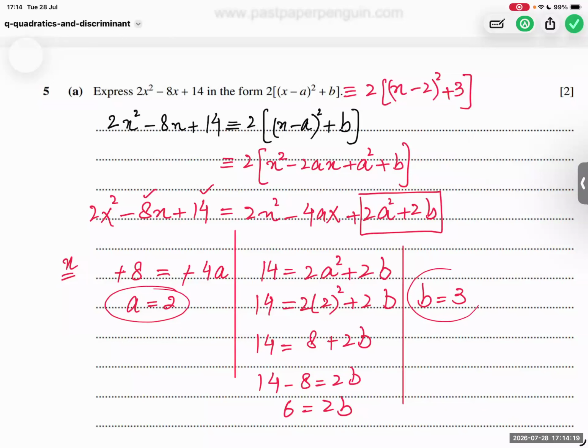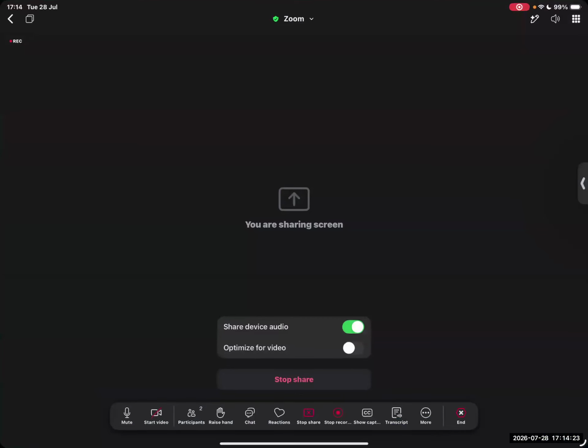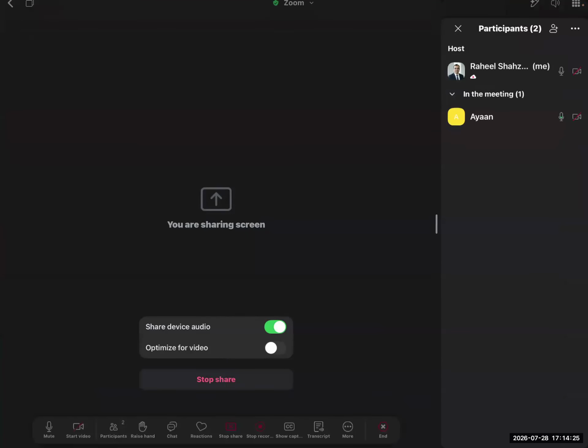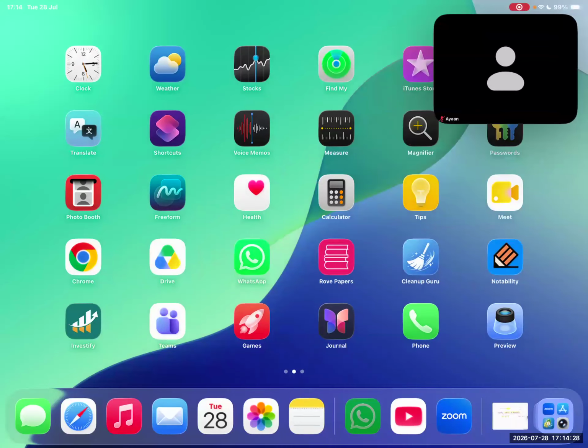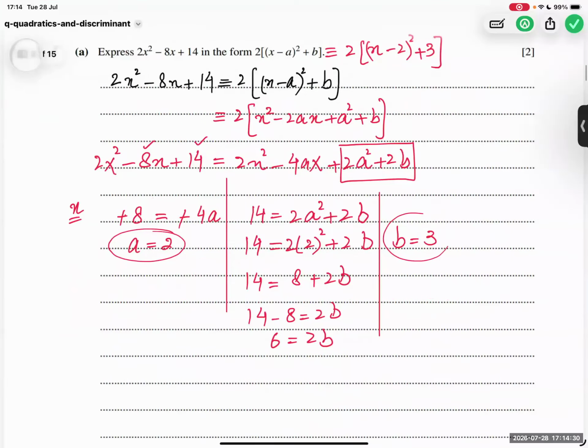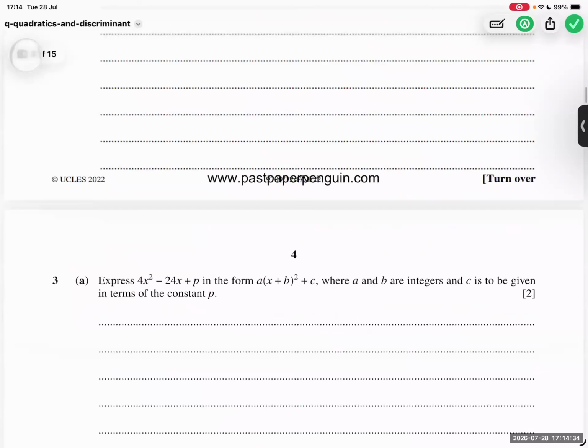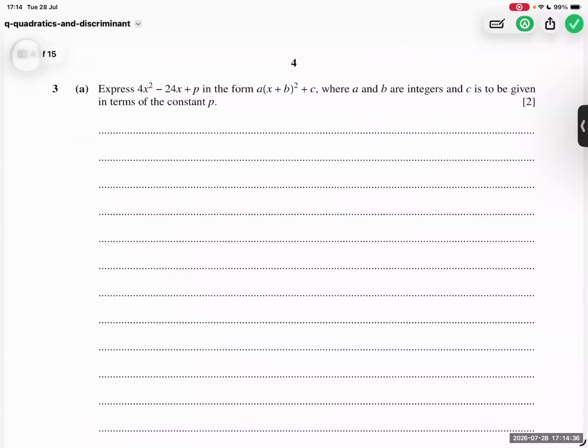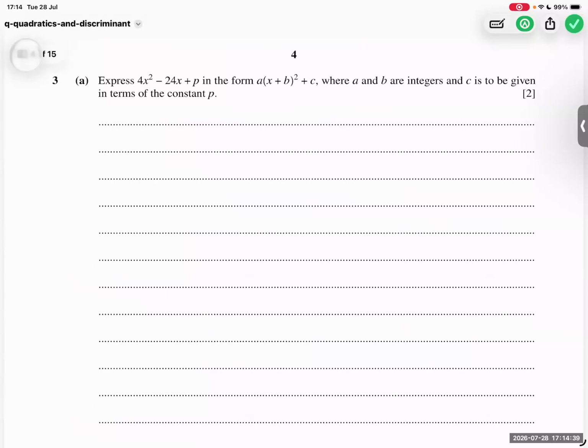What is the answer? That is the answer. Is that clear? Yes. Okay. Is it clear? Yes. Now let's move to next part. That's also exactly the same. Let's try this one out.